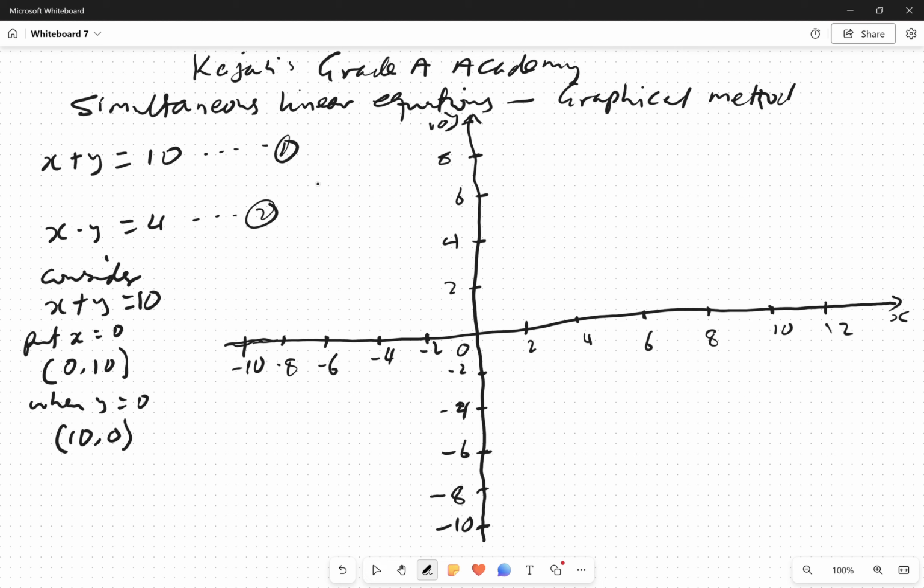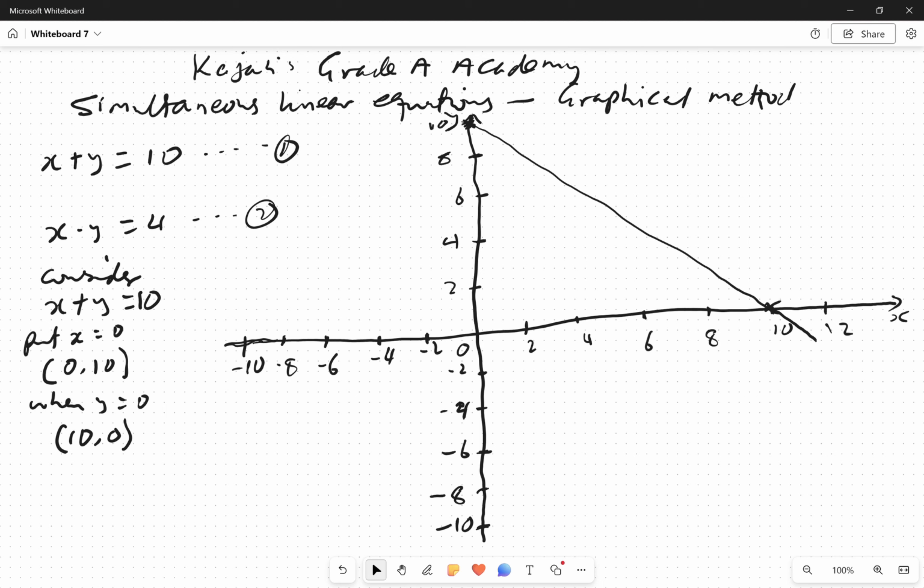So the first point, we have 0 for x, 10 for y. You go to the y-axis and you plot that. That is your first point. The next one, 10 for x and 0 for y. You go to the x-axis and plot 10, and then we have 0 for y. So you have your 2 points and you join them by a straight line. Use your ruler and join the 2 points. Okay, looks good. So that is the line you have drawn.